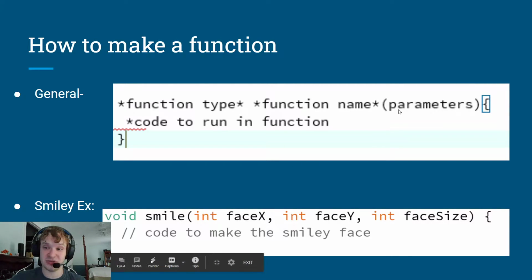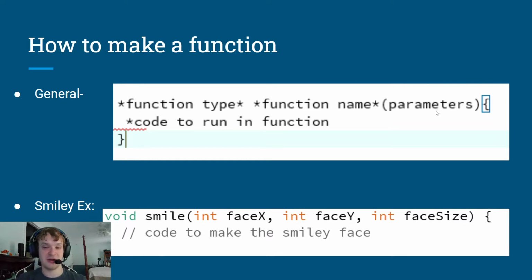There are also these parameters between these parentheses. Now, this is where you get some creative freedom. For one, you don't have to have any. You could have nothing in between these parentheses. You could have 0 parameters. You could also have 1, 2, 3, 500, 600. I've never seen something with 600, but you can have as many parameters as you want in here. These are things that allow you to control different aspects of your function.